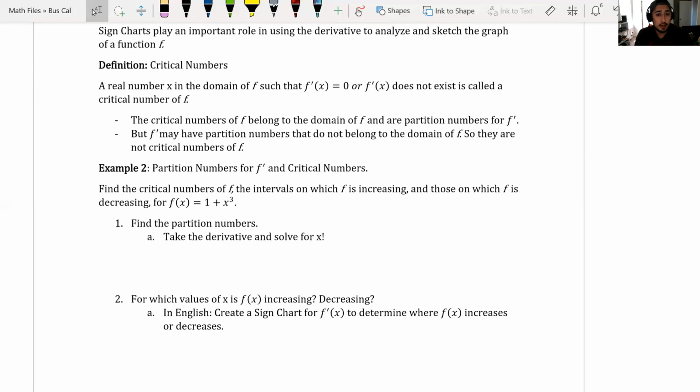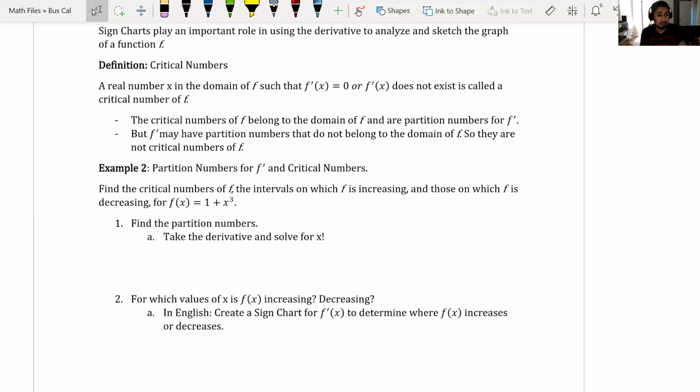Okay. The critical numbers of f belong to the domain of f and are partition numbers for the derivative. We've done that already. When I say partition numbers, I mean it breaks up the number line. We made a number line, I put the critical number down, and it broke up the number line. The first derivative may have partition numbers that do not belong to the domain of f, so they are not critical numbers of f. That's what I just said. So critical numbers you find may not fit into the domain of the original function.